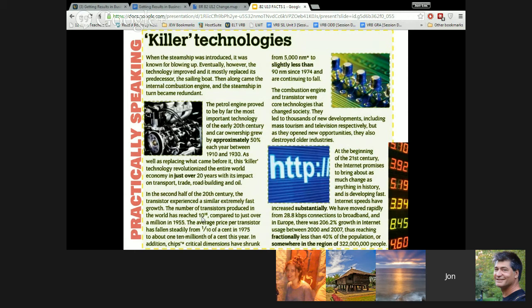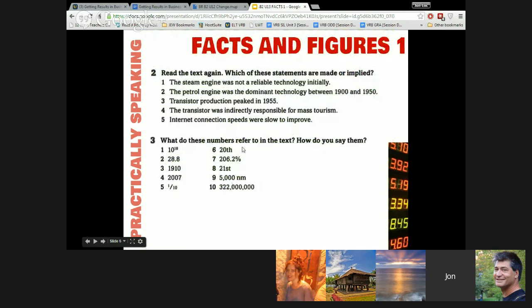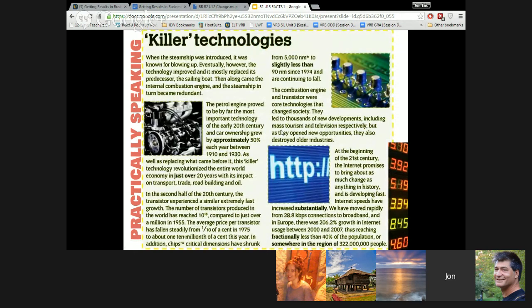Reached 10 to the 18th power compared to just over a million in 1955. So let's go back here for a second. The transistor production peaked in 1955. There's only one problem with that question. The production of transistors, did it reach the highest point in 1955, or did it go higher, according to the text?